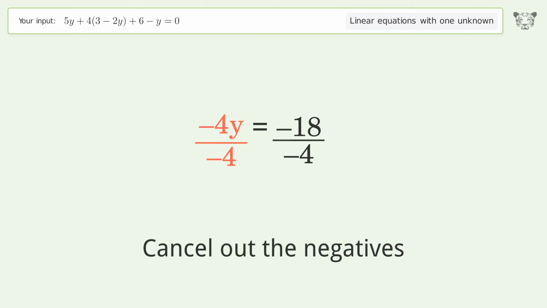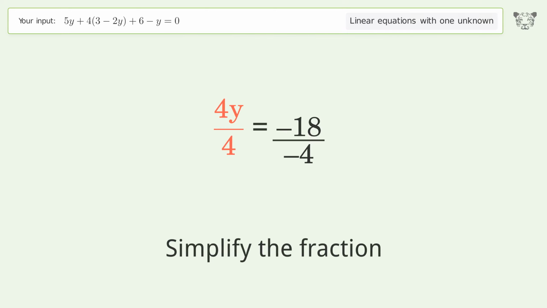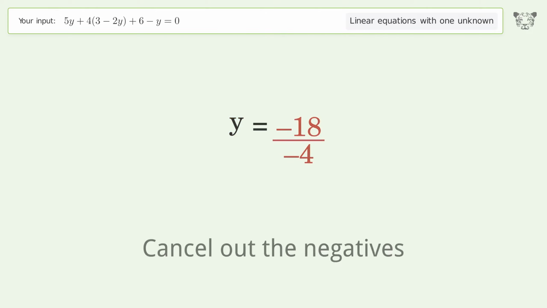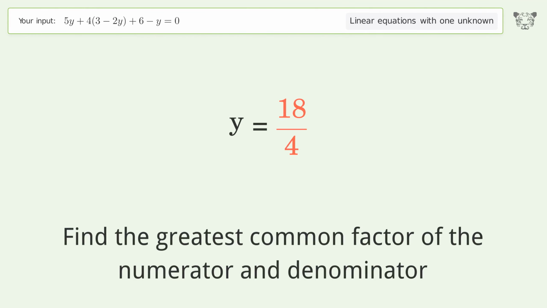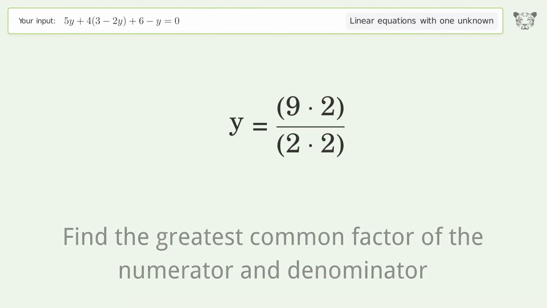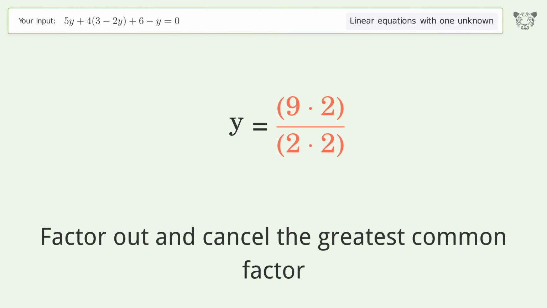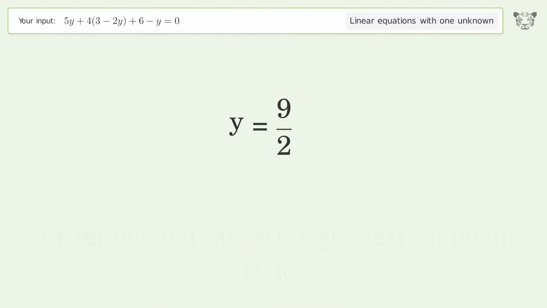Cancel out the negatives. Simplify the fraction. Cancel out the negatives. Find the greatest common factor of the numerator and denominator. Factor out and cancel the greatest common factor. And so the final result is y equals 9/2.